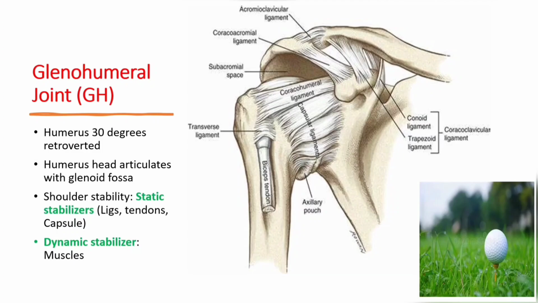In total, 16 muscles attach to the scapula, and the most important ones are the rotator cuff. They hold the head of the humerus tightly in the glenoid fossa, and they prevent dislocation in the shoulder joint.